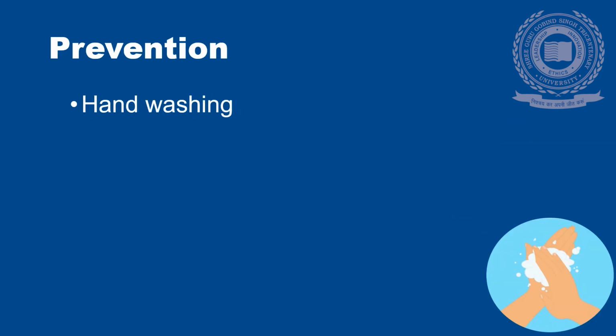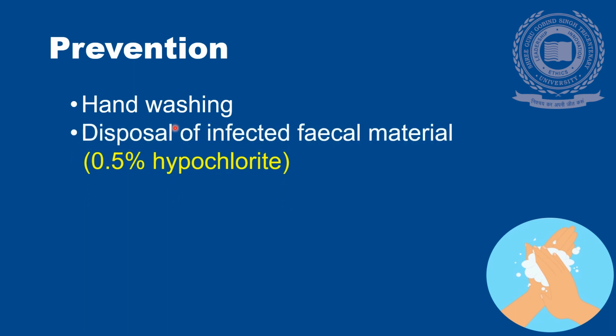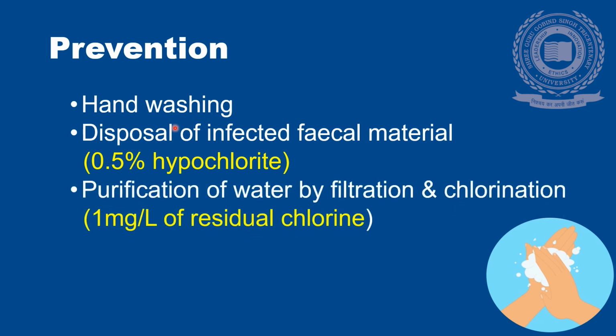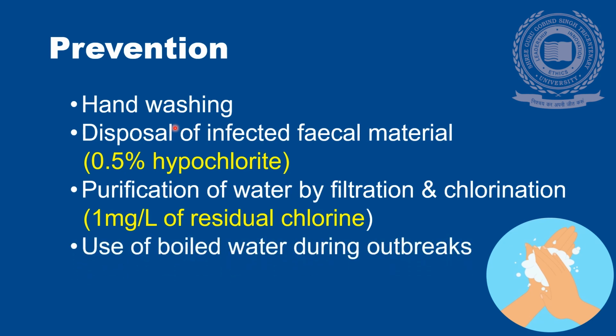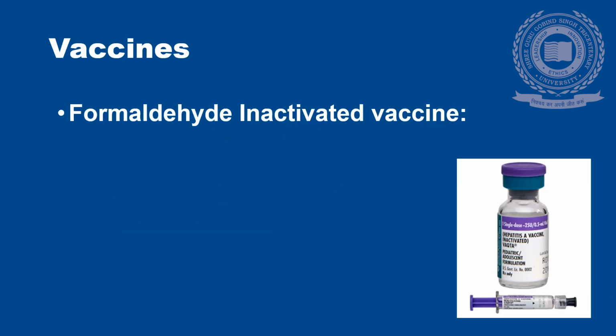It is better to prevent such a disease. So the first thing we can do is hand washing, disposal of the infected fecal material by disinfecting it through 0.5% hypochlorite solution, purification of water by filtration and chlorination with a residual chlorine of 1 mg per liter, and use of boiled water during outbreaks, as we have already discussed that it can be killed by boiling for 5 minutes. There are two vaccines available for hepatitis A virus.